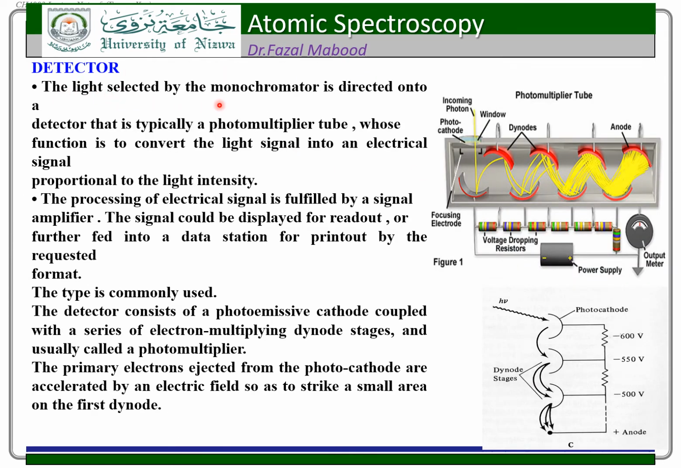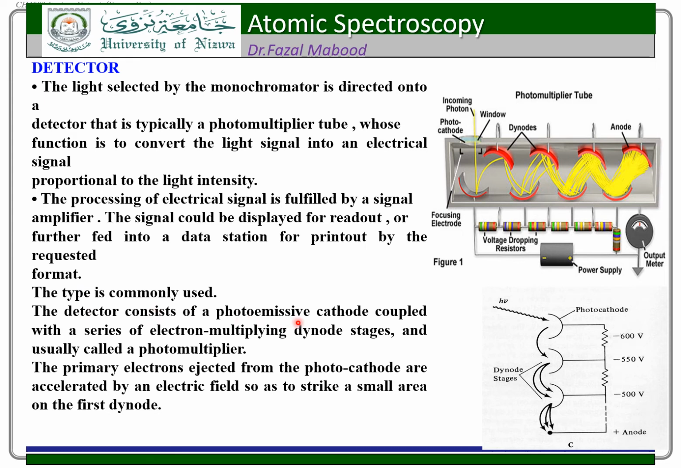Detector. The light selected by the monochromator is directed onto a detector that is typically a photomultiplier tube, whose function is to convert the light signal into an electrical signal. We also call it a transducer. With the help of the detector, we convert the light signal into an electrical signal. The most popular one is the photomultiplier tube. Here you see the photomultiplier tube.